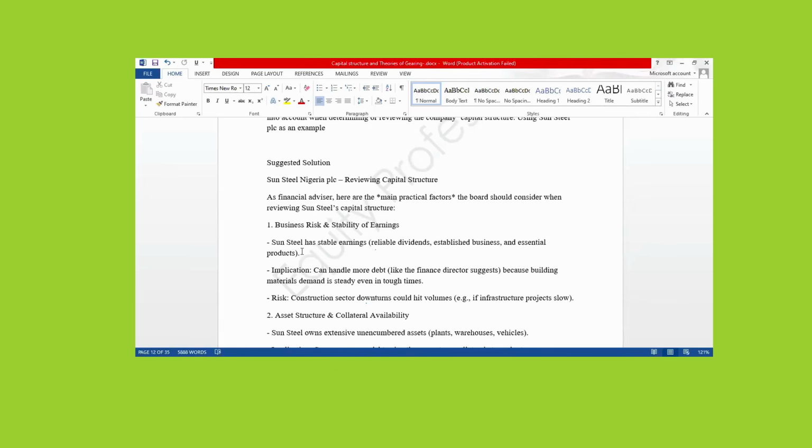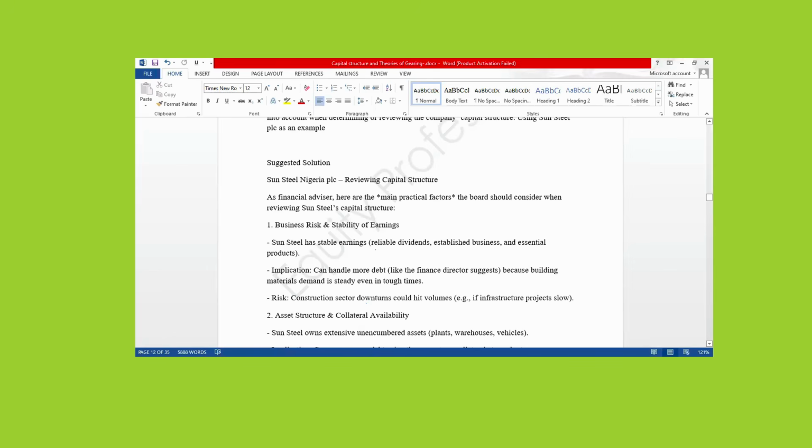However, we need to look at the risk. Construction sector downtimes can affect volume. During the rainy season, most construction companies might not do much. During this period, that can affect sales of building materials. So we need to look at the business risk. That is one.